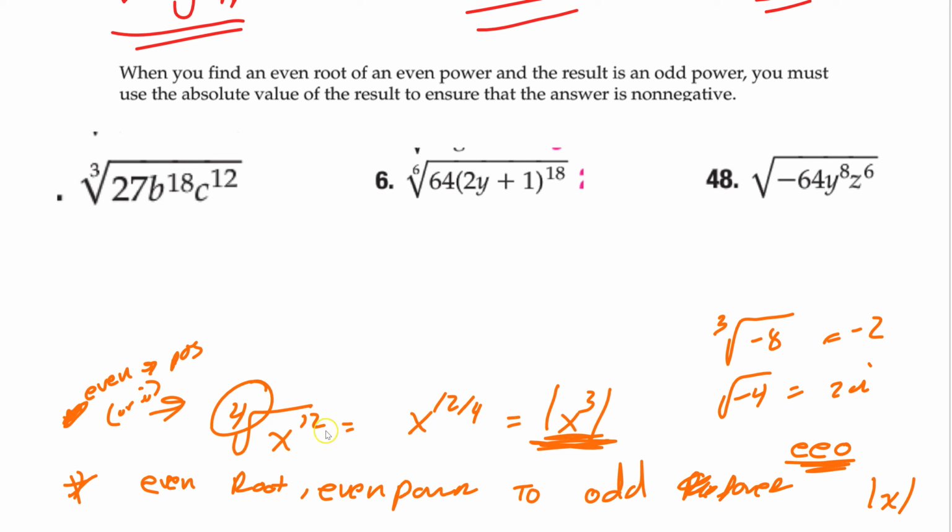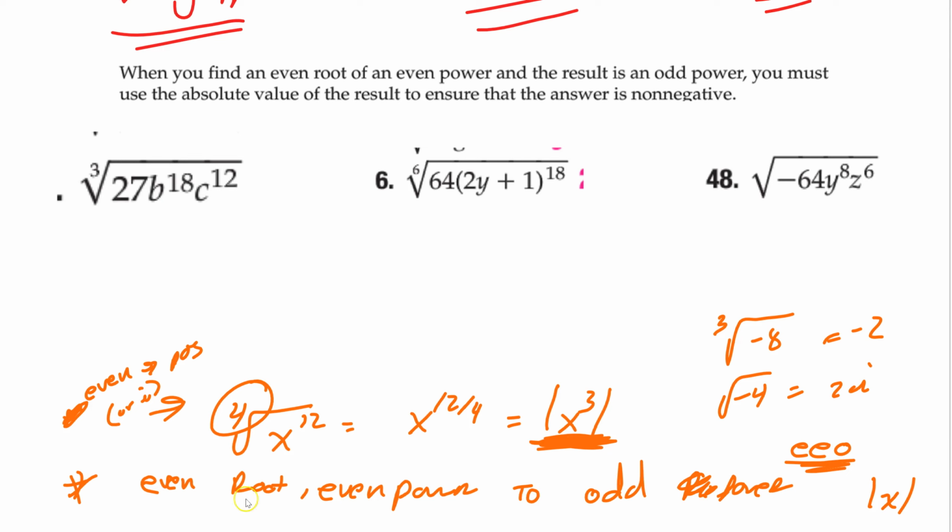Because if it's even, that means it has to be positive, but then if you get an odd value, it could easily be negative. Negative 2 cubed is negative 8. So you put an absolute value there. Again, it doesn't really matter when we talk about principal root, so the book kind of ignores it after this lesson, after this particular moment.